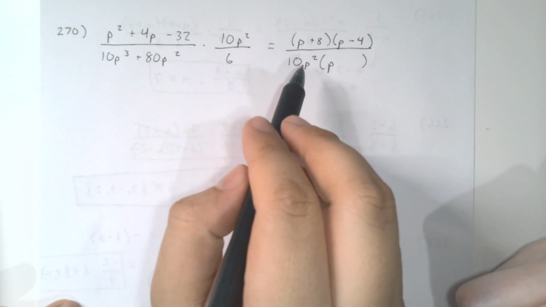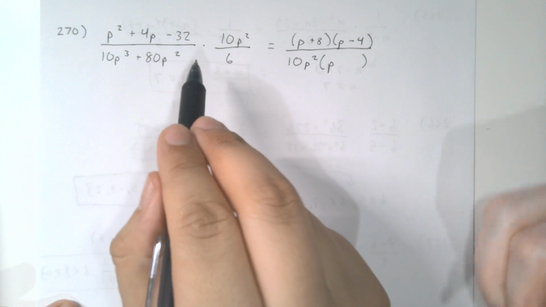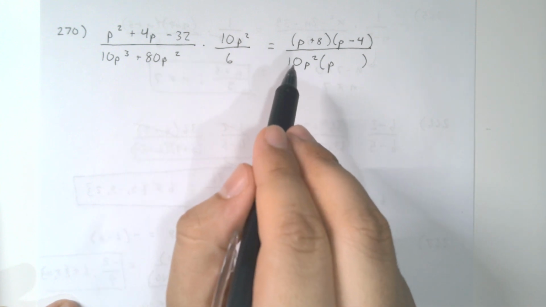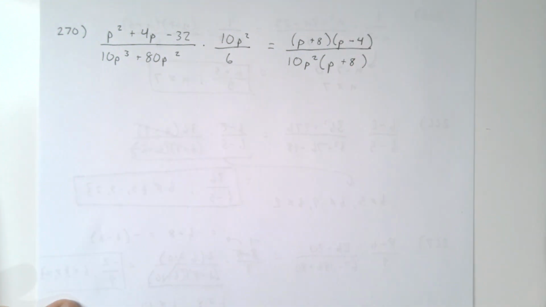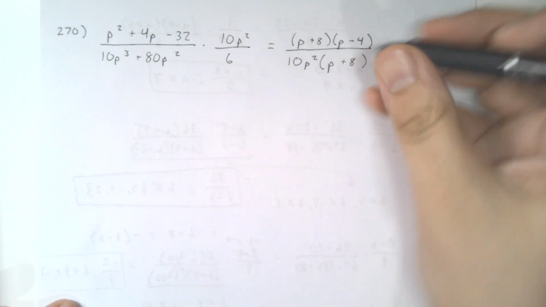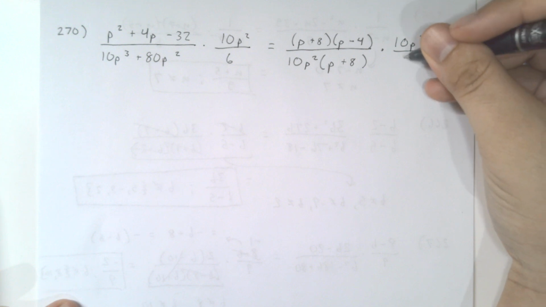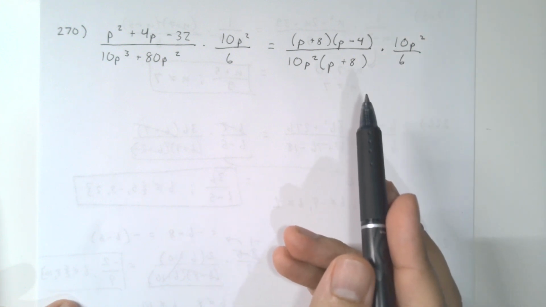And now we ask ourselves, what is 10p squared times what gives us 80p squared? Well, we already have the p squared. So now we just need to multiply 10 times some number to get 80, and that's going to be positive 8. Now on the other side, we have a 10p squared already, and we have a 6. So 10p squared, and then over 6. So now we just want to cancel all of our common factors.